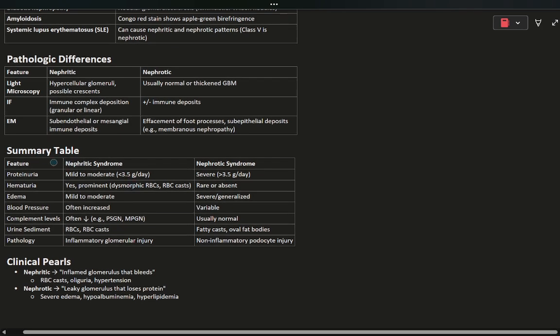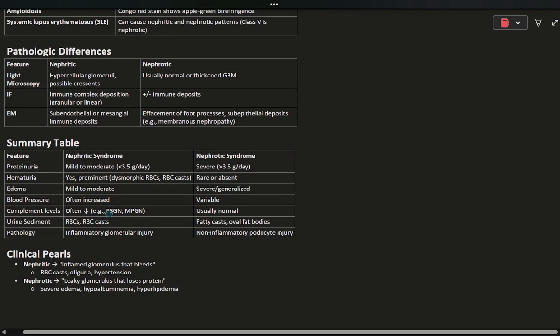Alright, so in summary, nephritic syndrome involves proteinuria that is mild to moderate, hematuria that is prominent, and you might see dysmorphic red blood cells and red blood cell casts. There's also going to be mild to moderate edema, and then often increased blood pressure and decreased complement protein levels, especially in post-streptococcal glomerulonephritis and membranoproliferative glomerulonephritis.